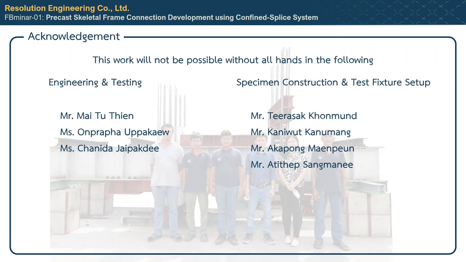So, acknowledgement: this work would not be possible without these hands. I have a very good team. I am so proud of my team, my engineers, my technicians. They did a very good job. With the facility that I have, I can make this brilliant. Well, I am complimenting them, not myself. They did a brilliant job making a lot of specimens, testing them, and coming up with very good instrumentation, measurements, and so on. It cannot be done without a very strong team, so I have to acknowledge my people.